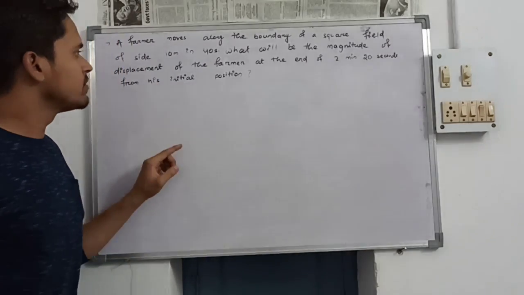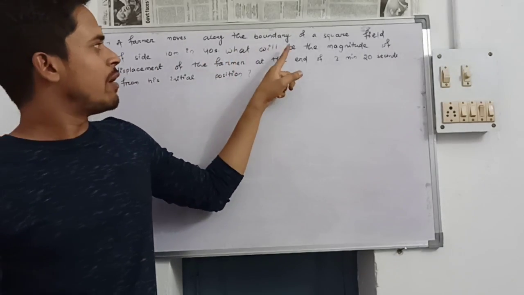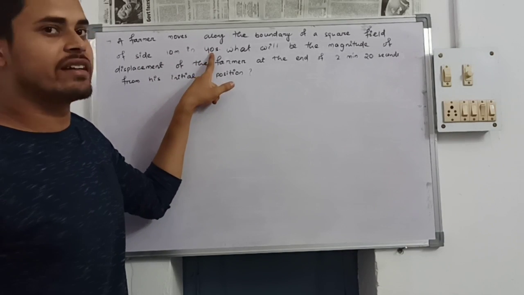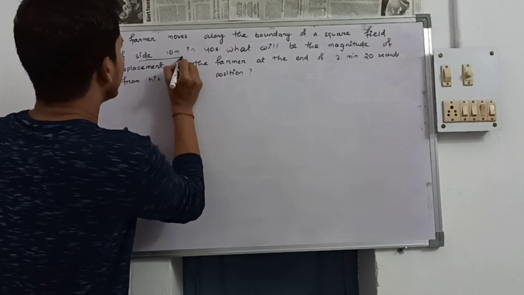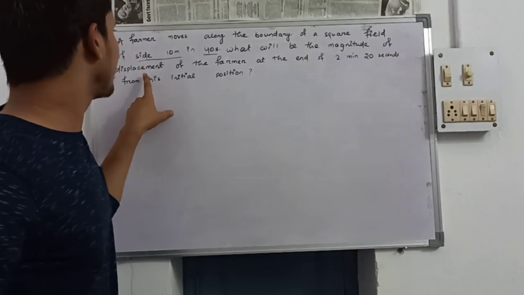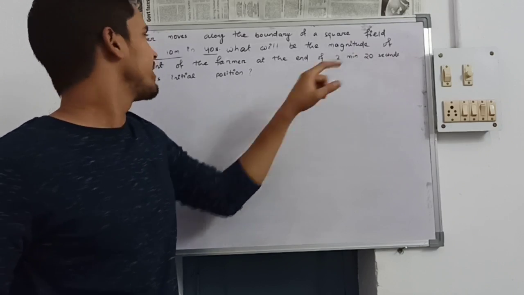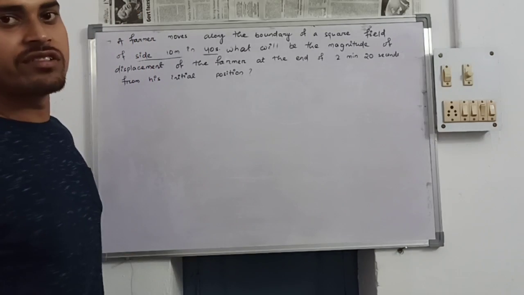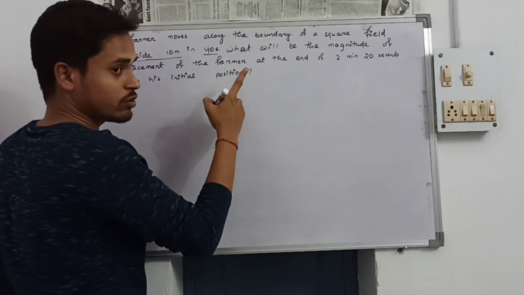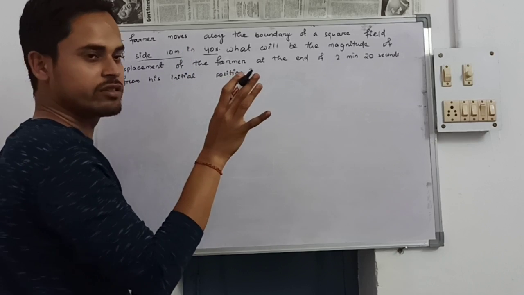So there is a question related to displacement. You can see here, a farmer moves along the boundary of a square field of side 10 meter in 40 seconds. What will be the magnitude of displacement of the farmer at the end of 2 minutes 20 seconds from his initial position? So in this question, first what we will do? First, understand the question properly. Understanding the question properly equals 50% answer solved.